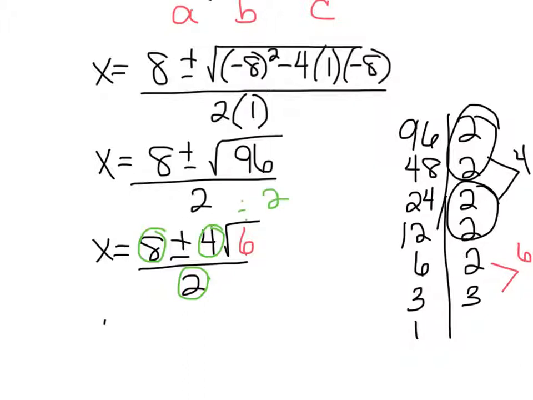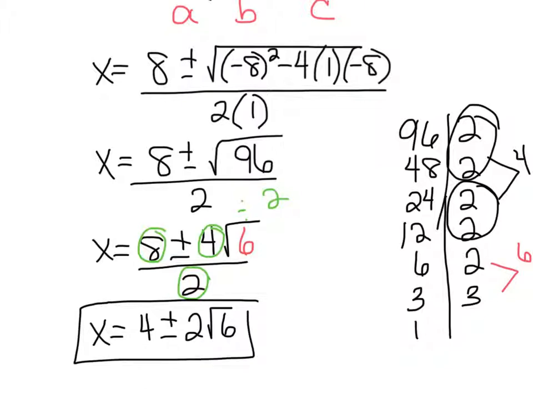So we'll have x equals 8 divided by 2, which is 4. 4 divided by 2 is 2. We leave the radical alone. On the denominator, 2 divided by 2 is 1. We don't need to put the 1. So here's my final solution for number 20.